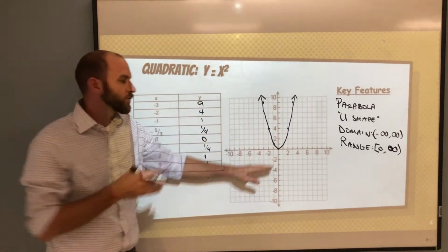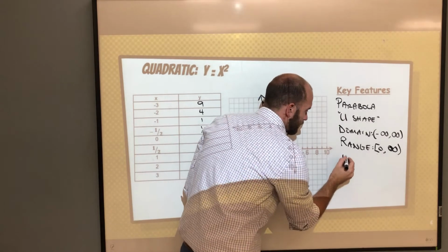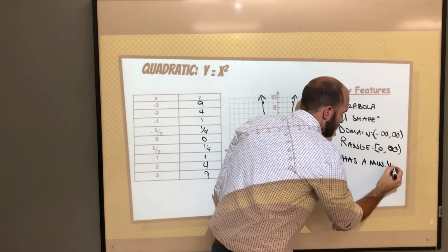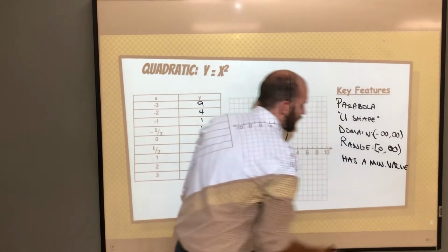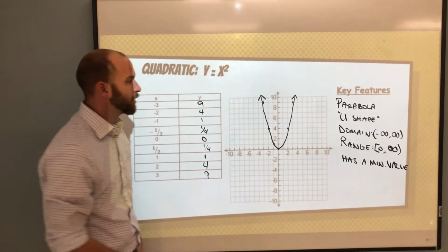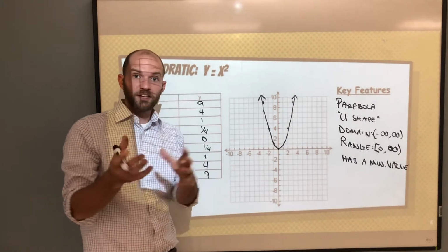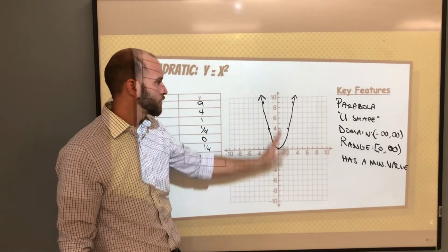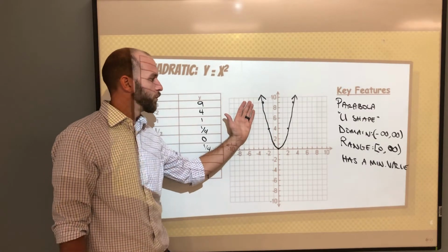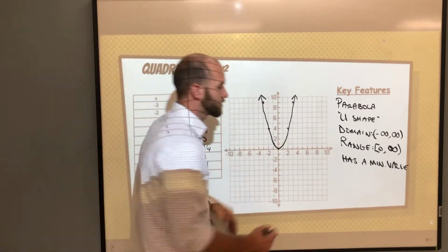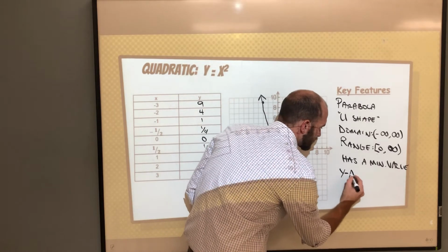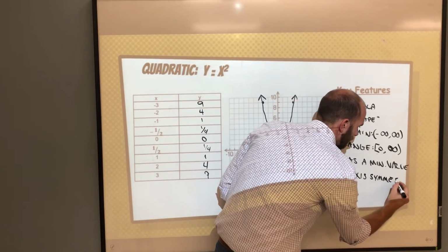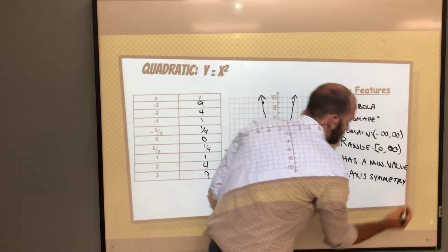Okay? Now, like the absolute value, this also has a minimum. And similar to the absolute value, it is symmetric. Forgive my shaky hand as I was drawing this graph. But we see that it has symmetry along the y-axis here. If we folded the left side over, we would get a mirror image. So we would also say it has y-axis symmetry.